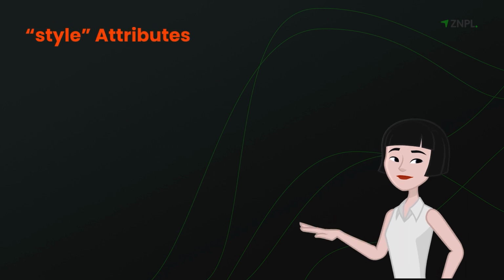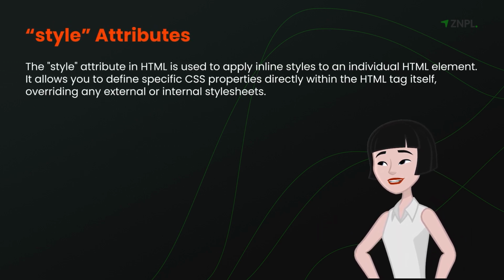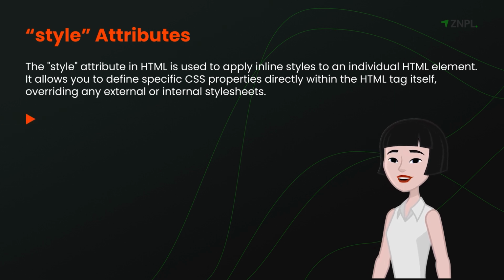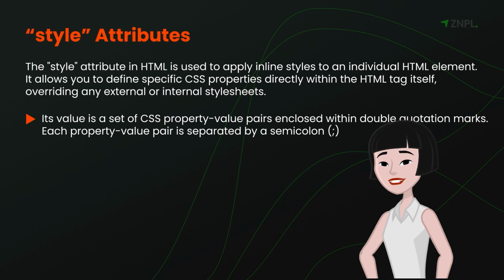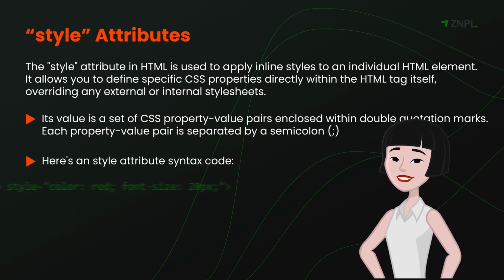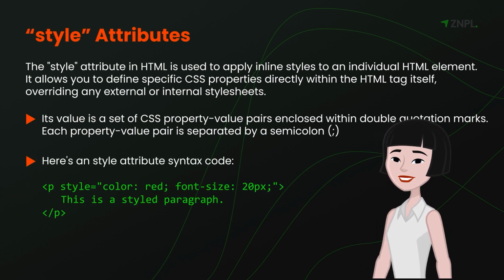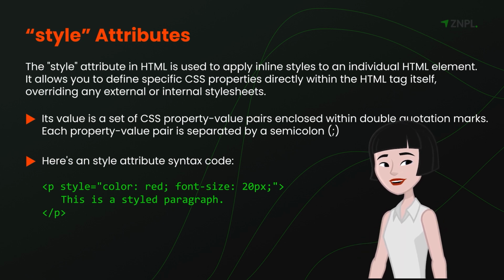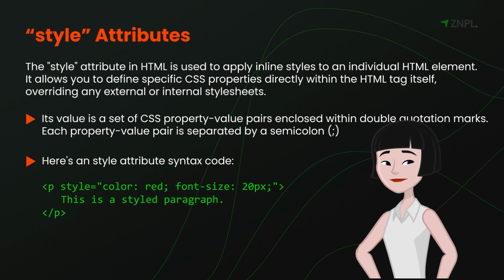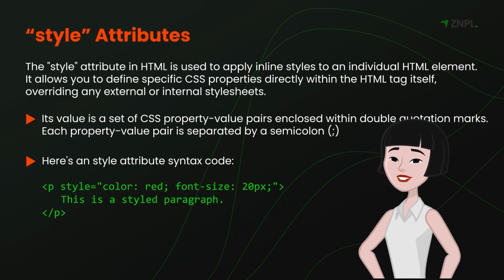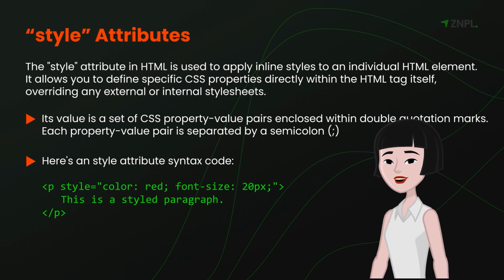Style attribute. The style attribute in HTML is used to apply inline styles to an individual HTML element. It allows you to define specific CSS, cascading style sheets, properties directly within the HTML tag itself, overriding any external or internal style sheets. The style attribute is added as an attribute to an HTML tag, and its value is a set of CSS property value pairs enclosed within double quotation marks. Each property value pair is separated by a semicolon.